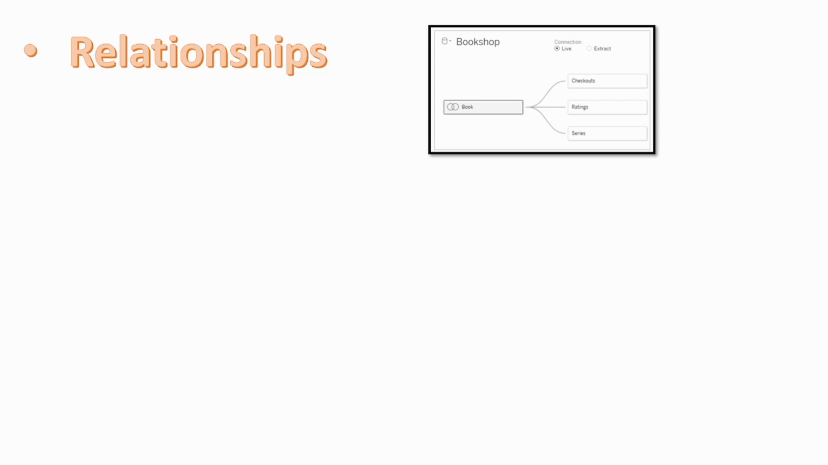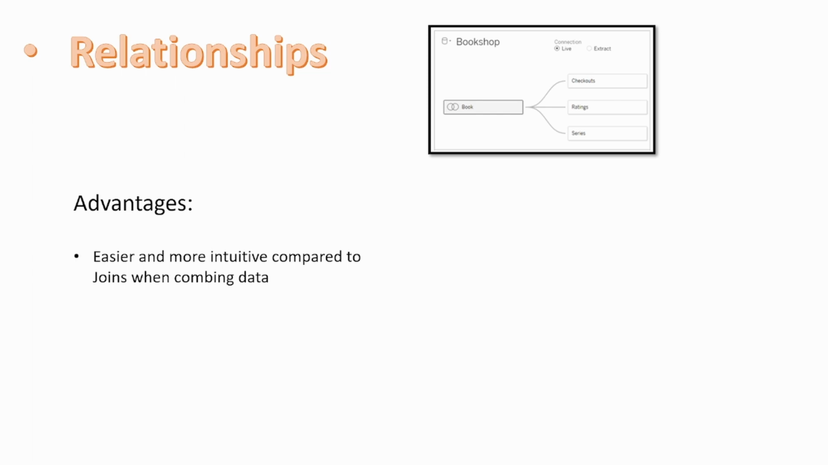There are a couple of advantages of relationships. The relationship is easier when combining data and more intuitive compared to joins. The tables remain separate and they're distinct tables. So remember, when you do have a relationship, it doesn't create a new table like in joins. It's also automatic, so you only need to select the field to define the relationship.